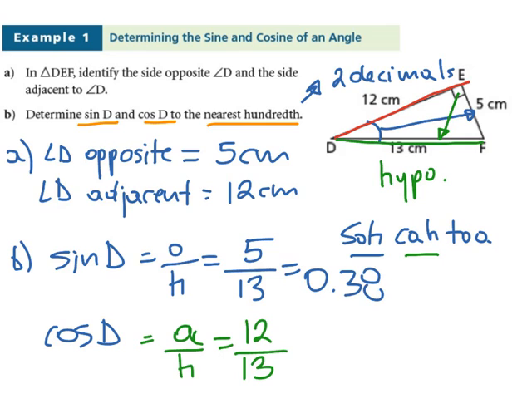For cos of D, it's 12 over 13. 12 divided by 13 on your calculator with 2 decimal points is 0.92. And here are your answers.